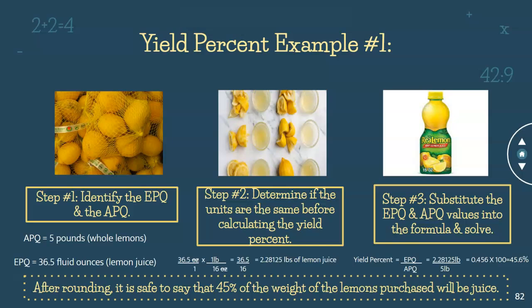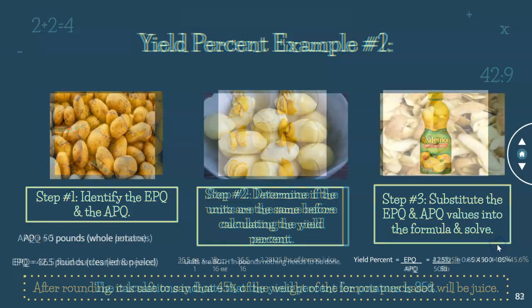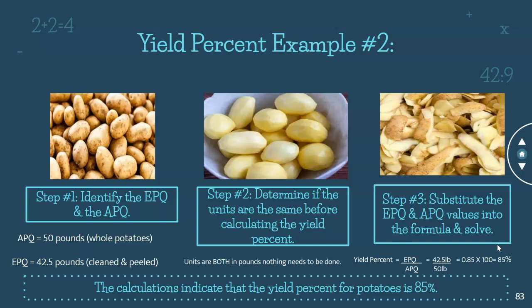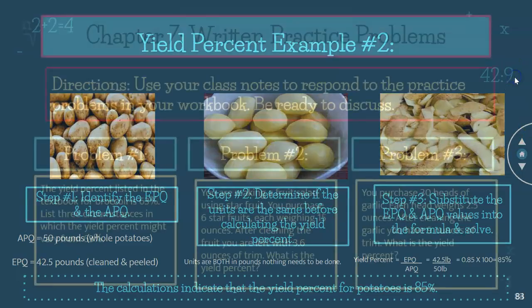And then I can put it into the yield percent formula, depending on what you're looking for. At this point, I'm looking for the percent. So after rounding up, it's safe to say that 45% of the weight of the lemons purchased will be juice. You can see that all broken down. Here's another example, again with the potatoes. It's the same example I explained at the beginning, but very visual.